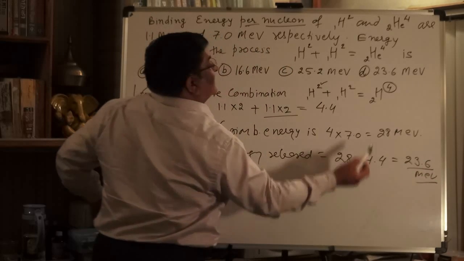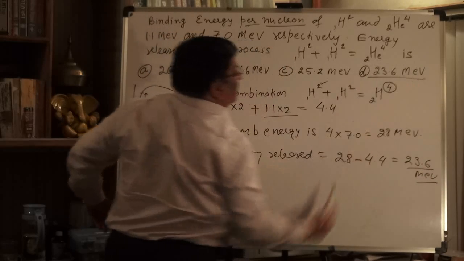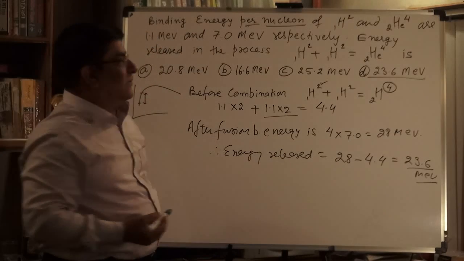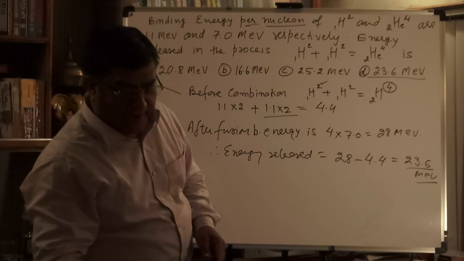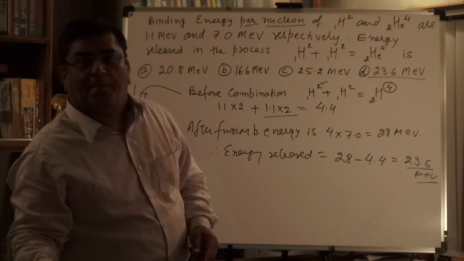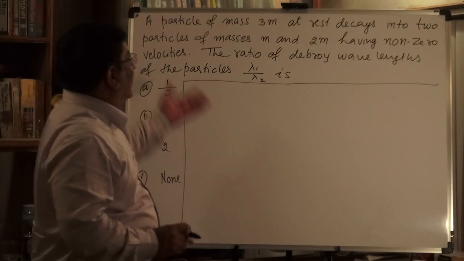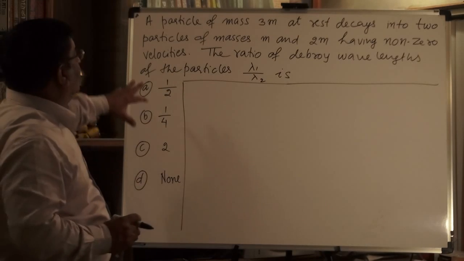Do we have any option? Yes, here it is, 23.6 million electron volt. So this is a very simple, very basic question of binding energy. Okay, here next is a very peculiar question.